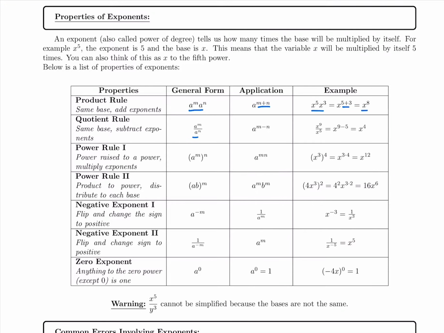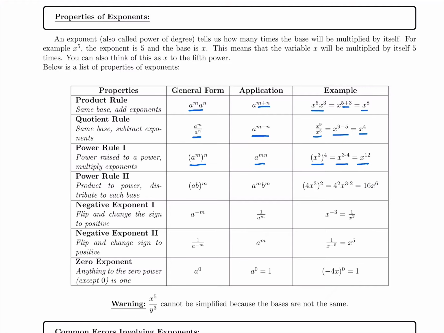Conversely, if you have the same base but it's divided, we're going to do the opposite operation. So multiplication means addition. Dividing bases means subtracting exponents. So x to the 9 divided by x to the 5, subtract 9 minus 5 and get x to the 4th. If you have a power raised to a power, you're going to multiply those powers. So x to the 3rd raised to the 4th, 3 times 4 is 12. So multiplying bases means adding exponents, dividing bases means subtract exponents, and raising a power to a power is when you multiply.